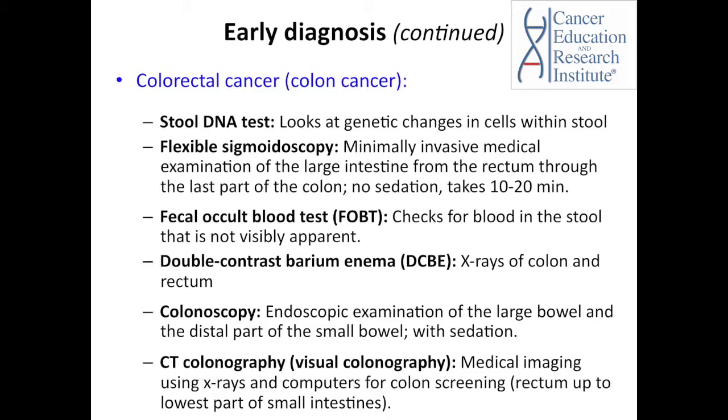Flexible sigmoidoscopy is a minimally invasive method to examine the intestine from the rectum to the last part of the colon. No sedation is needed for this method, and it takes about 10 to 20 minutes. The fecal occult blood test, or FOBT, is a microscopic test that searches for blood in the stool that would normally not be visible by the naked eye. The double contrast barium enema (DCBE) imaging method is used for taking X-rays of the colon and rectum.